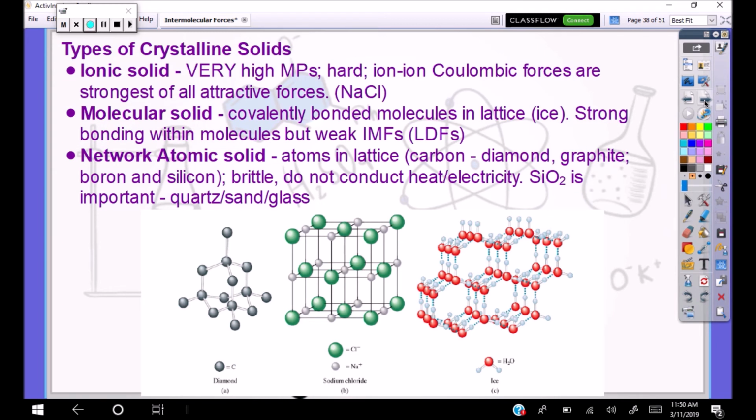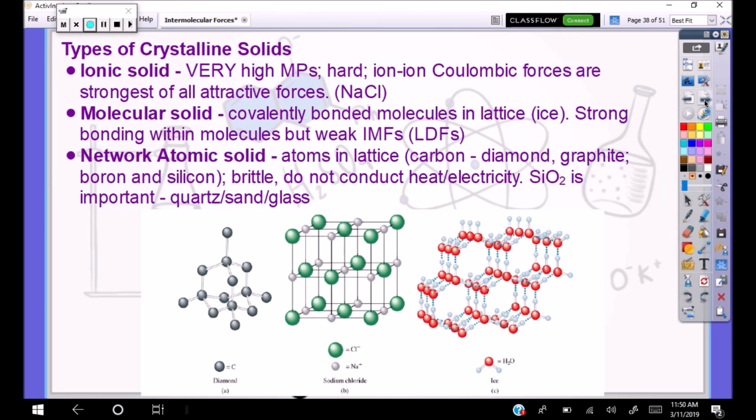With molecular solids, we have things that are covalently bonded molecules in the lattice, such as ice. They're strong bonding within the molecules, but they have weak intermolecular forces. And those are your London dispersion forces.